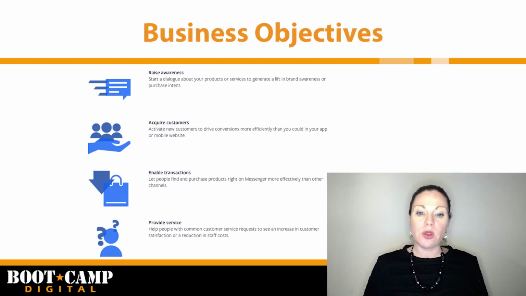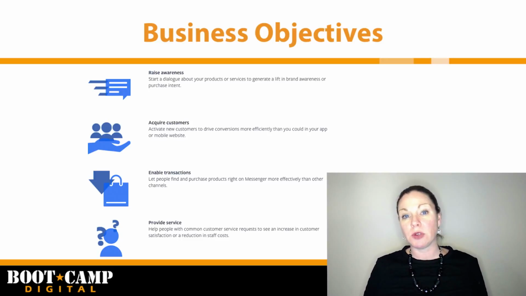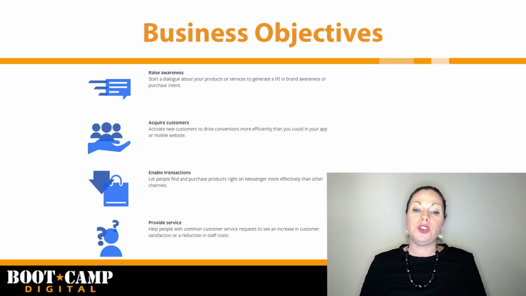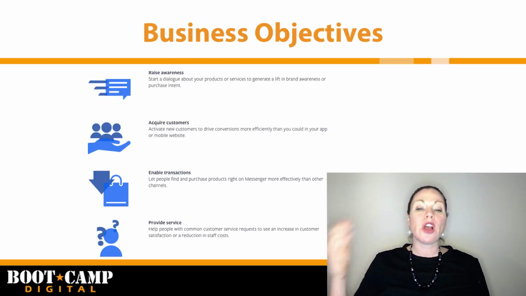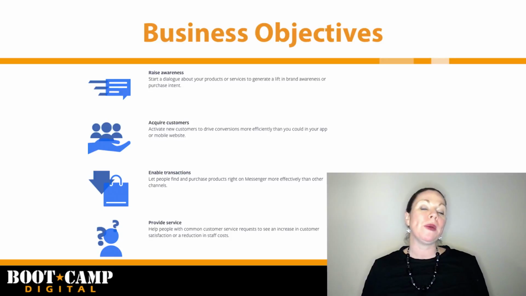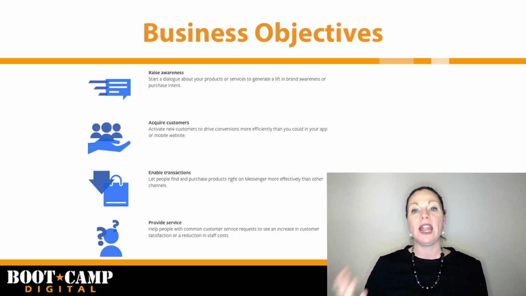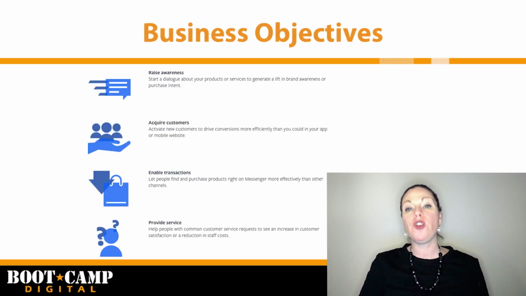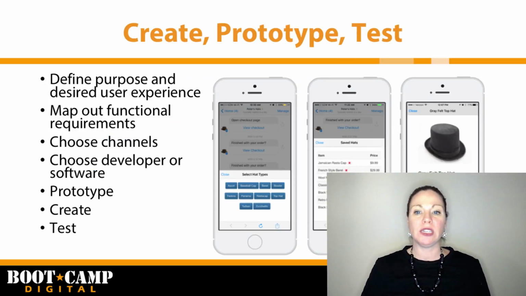And finally, you can look at providing a service. So you could use this for customer service, answering questions from customers in a streamlined and efficient way. You could use a chatbot to provide service in helping people find the products that's right for them. So as you look at your chatbot, think of which of these 4 business objectives you really want to achieve with it. And that will help you to make sure you're creating an experience that both from step 1 has user value, but then in step 2 also matches your business objectives.